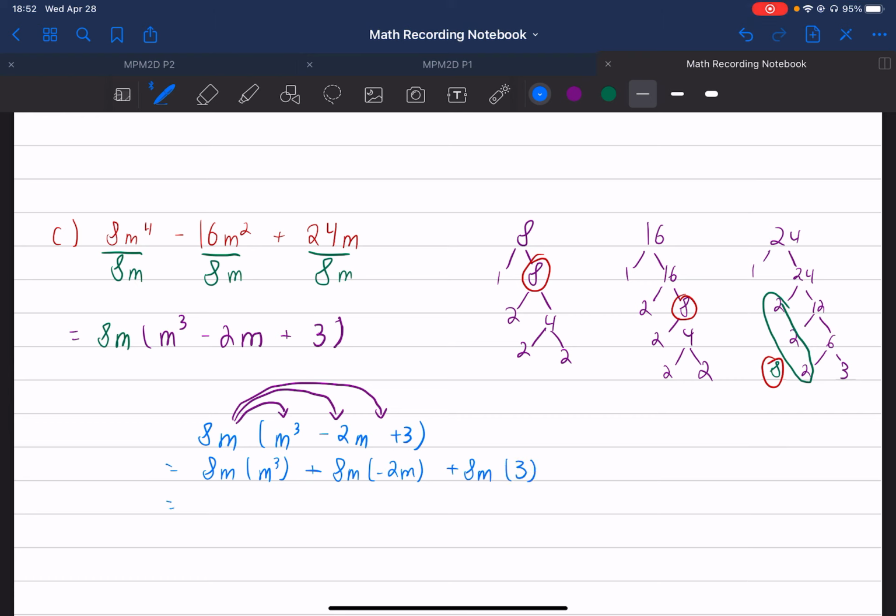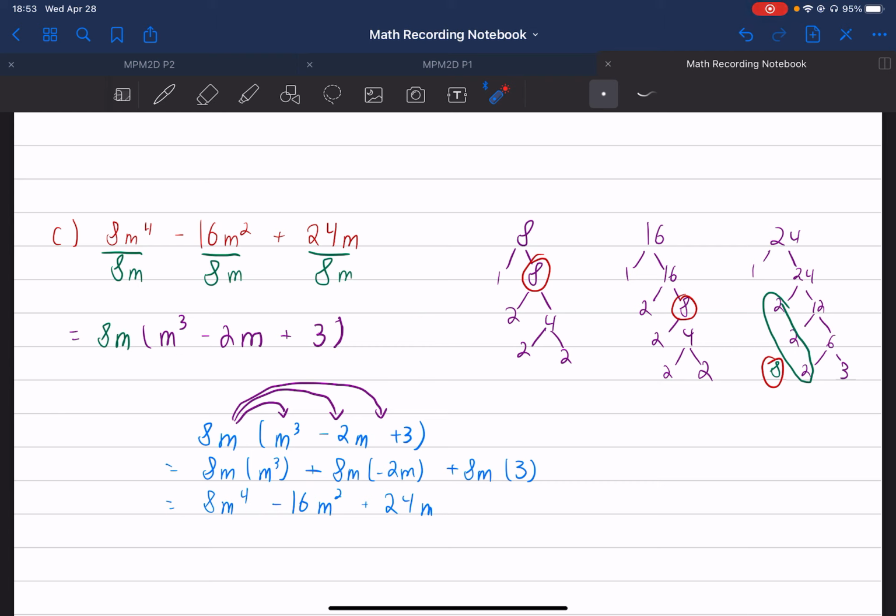Multiplying this out, we have 8m times m to the power of 3. We get 8m to the power of 4. Then we look at our next term, plus 8m times negative 2m. Well, that's going to be negative 16m squared, because m times m gives us 2 m's, m squared. And last but not least, we're going to look at 8m times 3. That's going to be 24m. By the end, when you test this out, this answer at the bottom here should be the same as the top one. And if we look, yep, they're the same. That means this expression is correct. This is the proper factoring of this expression.